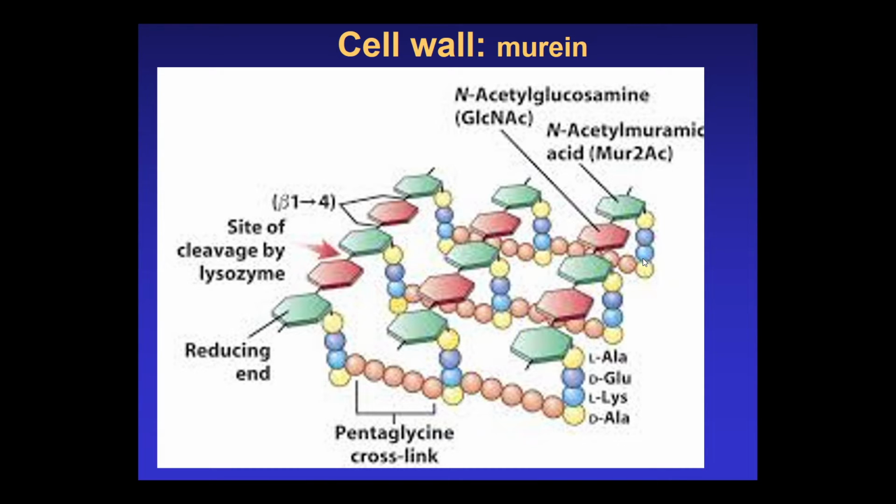Through this N-acetylmuramic acid, all layers of the glycans are cross-linked with the proteins or peptides. You can see the tetrapeptides and pentaglycine bridges in between tetrapeptides, right? And tetrapeptides are made up of alanine, glutamine, lysine, and alanine. Glycine, okay.